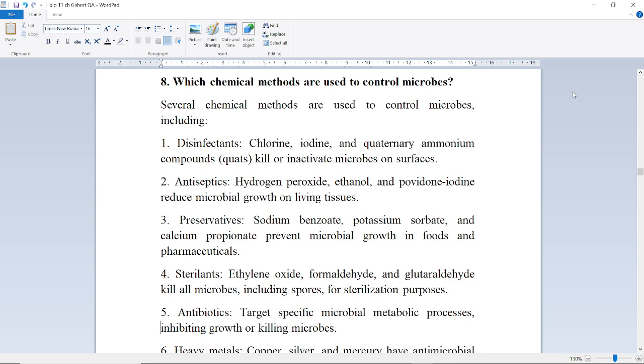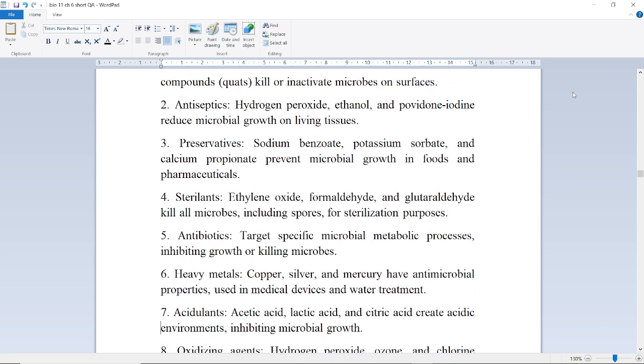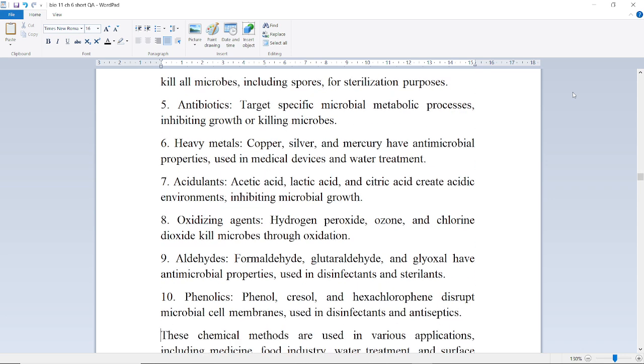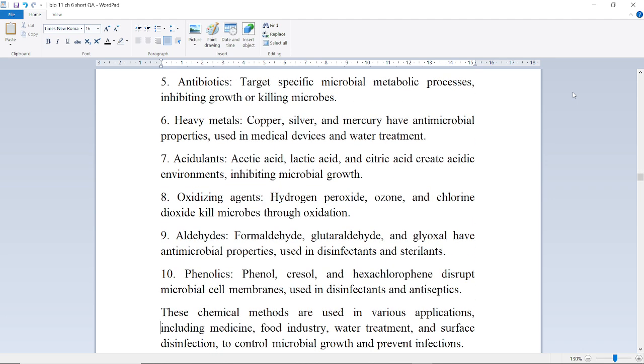Sterilants, ethylene oxide, formaldehyde, and glutaraldehyde kill all microbes, including spores, for sterilization purposes. Next is antibiotics. Target specific microbial metabolic processes, inhibiting growth or killing microbes. Heavy metals. Copper, silver, and mercury have antimicrobial properties used in medical devices and water treatment. Acidulant: acetic acid, lactic acid, and citric acid create acidic environments, inhibiting microbial growth.